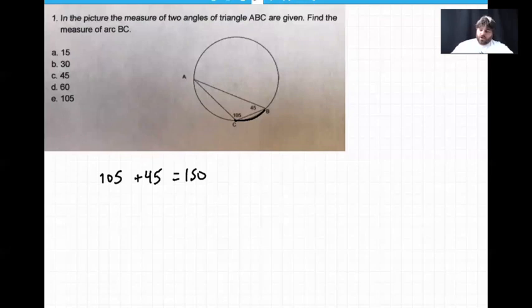So we know the other angle because we know the total of the three angles is 180. We take away the 150 that's already been used up, we get 30 degrees for this angle in here. So I'm going to notate that as 30.